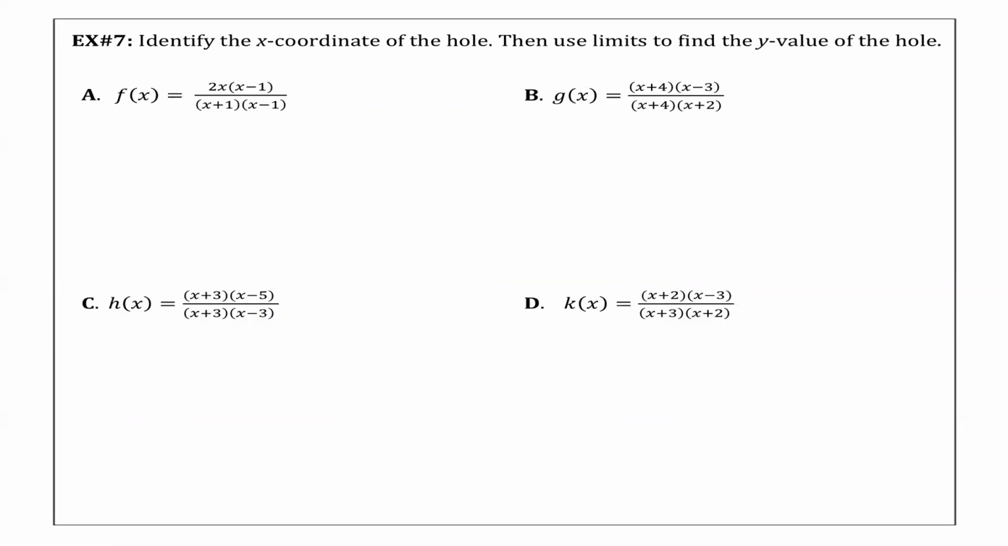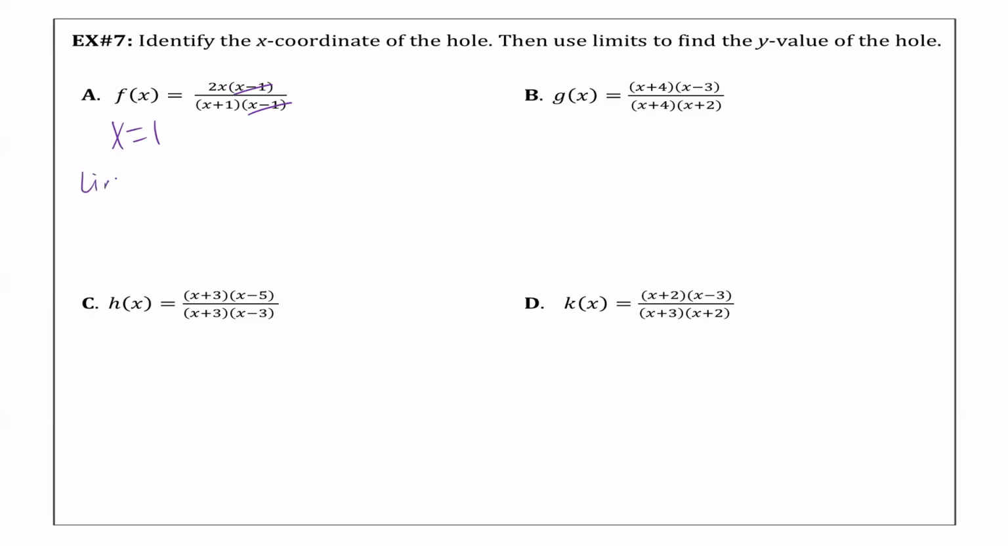So here it says consider the x-coordinate of the hole, then use limits to find the y value of the hole. Okay, so I have the x-coordinate. I'm going to find the hole. So where's my hole at? My hole's at x equals 1. Agree? When I remove that, I'm now left with that, right?